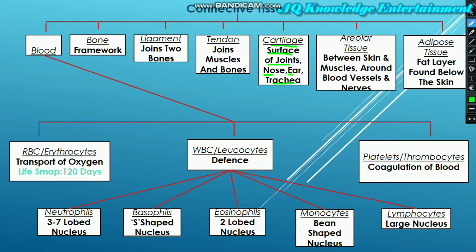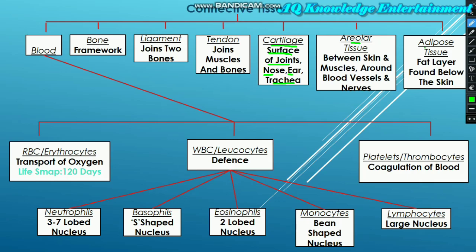Okay, now the second last is the areolar tissue. Now let me tell you about the areolar tissue. Areolar connective tissue is found between the skin and the muscles, around blood vessels and nerves, and in the bone marrow. It fills the space inside the organs, supports the internal organs and helps in the repair of tissue. So this was the function of the areolar tissue.